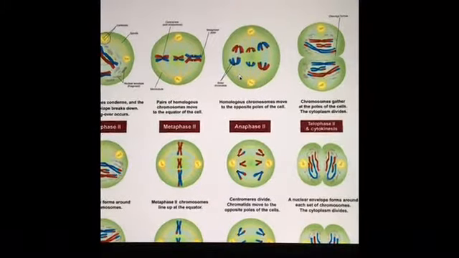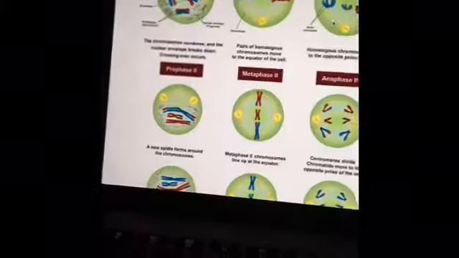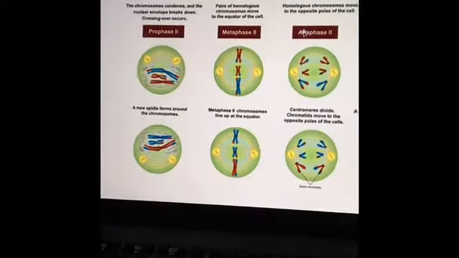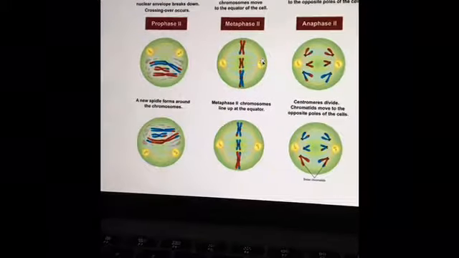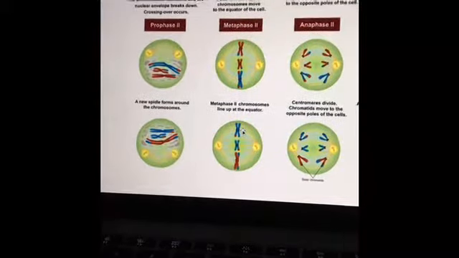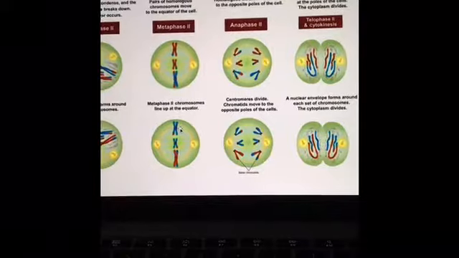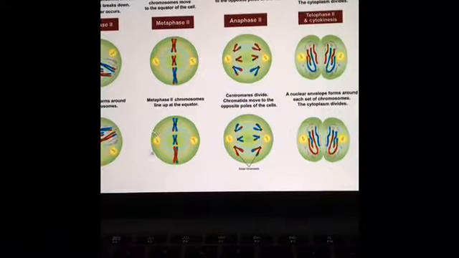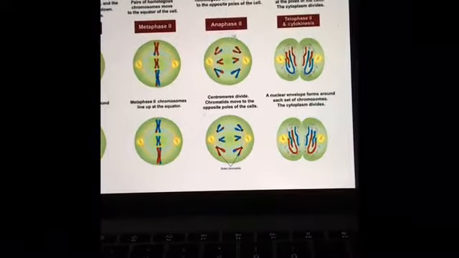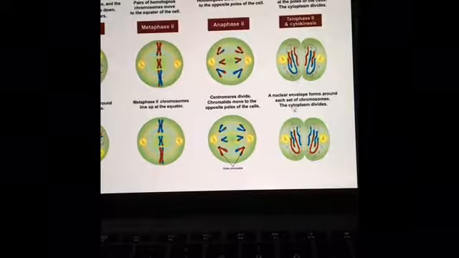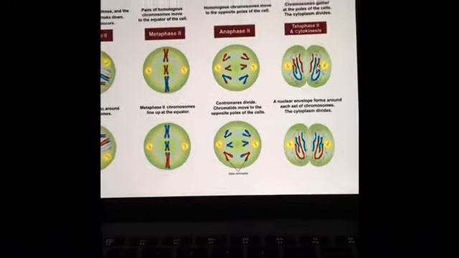In telophase 1 and cytokinesis, chromosomes gather at the poles and the cytoplasm divides. And in prophase 2, the new spindle forms around the chromosomes of both cells, and in metaphase 2, the chromosomes line up again at the equator. And then in anaphase 2, the centromeres divide and the chromatids move to the opposite sides. And then in telophase 2 and cytokinesis, the nuclear envelope forms around the two sets, and the cytoplasm divides with the cleavage furrow, making 4 haploid cells.